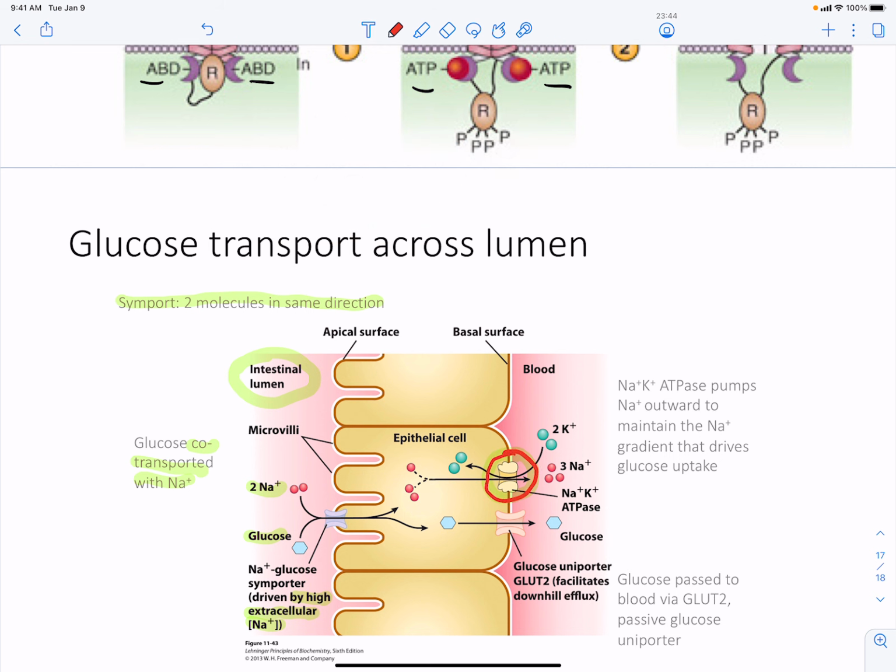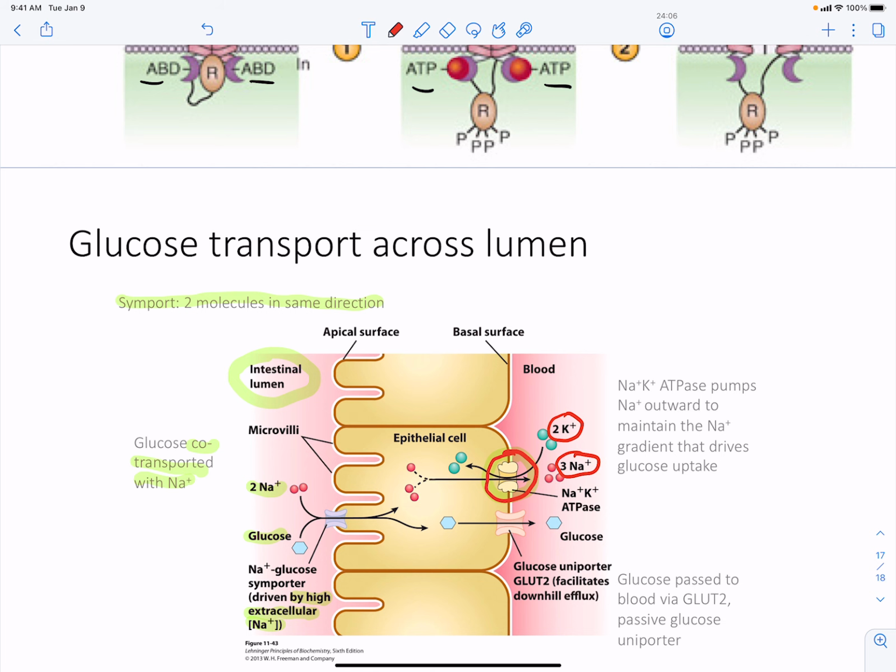The purpose of the sodium-potassium transporter is to make sure that the epithelial cell has a low concentration of sodium. You're going to have two potassiums enter for 3 sodiums leaving, and that's going to maintain the gradient for the glucose-sodium transporter to continue.